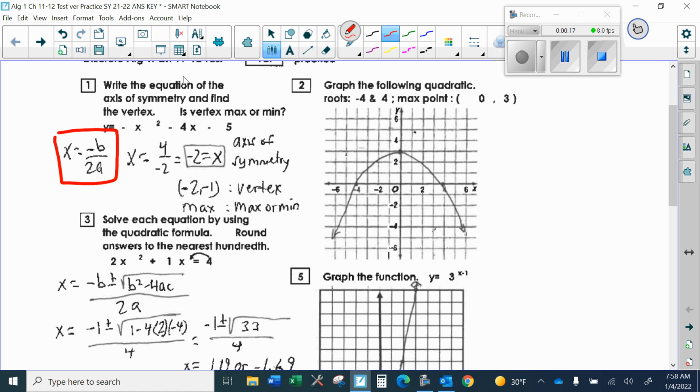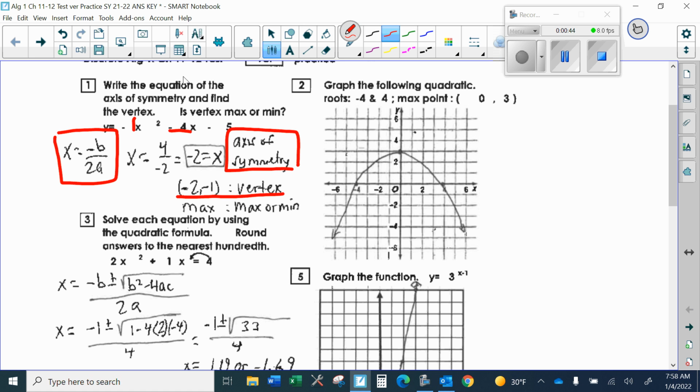All right, so negative b is a negative 4, so that makes it positive 4. And a was negative 1, double that to make it negative 2. Simplify that, and you get x equals negative 2. There's my equation of my axis of symmetry labeled right there. Find its vertex. So now I take that negative 2, plug it back into the equation to get the y coordinate. If I do that, I get negative 1 for the y. So the vertex identified right there is negative 2, negative 1.